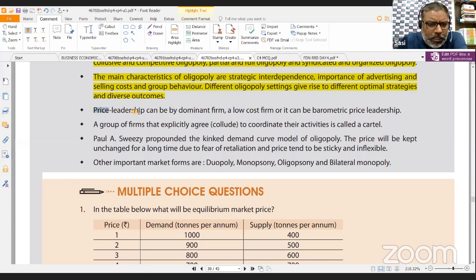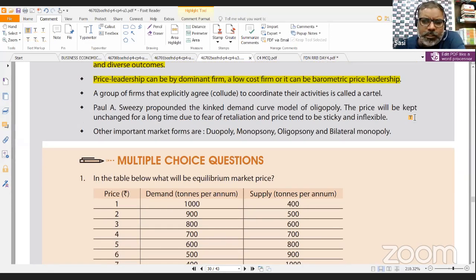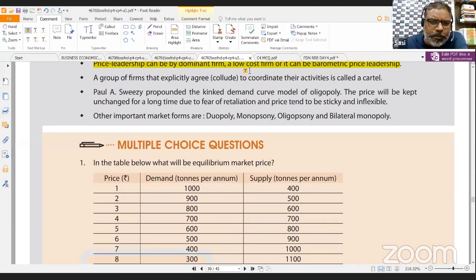But here, price leadership can be by a dominant firm or a low-cost firm, or it can be a barometric price leadership, on the basis of having an overall bar and overall limit, and within that, whoever is there will have the leadership. Beyond that price, nobody will be able to compete in the market. Like that, price leadership can happen, and sometimes they can collude and coordinate with each other to form a cartel. Again, it is illegal.